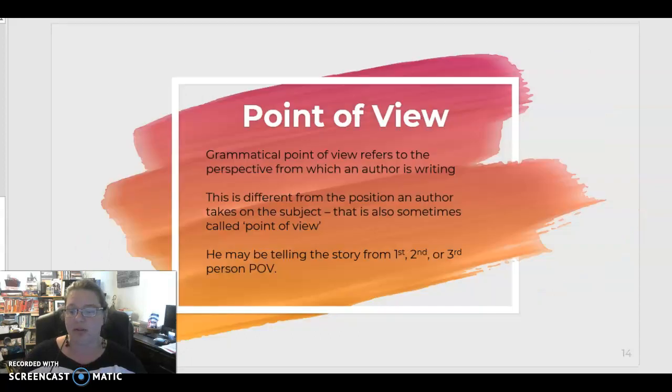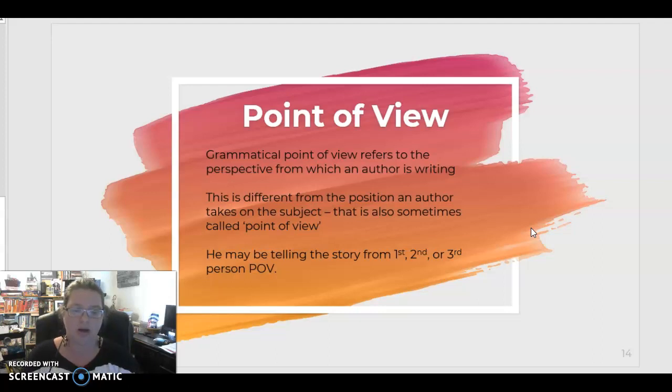All right, finally, point of view. I have a few minutes left. Grammatical point of view refers to the perspective from which the author is writing. So in the last unit, we talked about point of view in terms of the author's position. Do they agree or disagree with the topic that they're writing about? But in this case, point of view is grammatical point of view. And what we're talking about is the pronouns that are used in the writing.